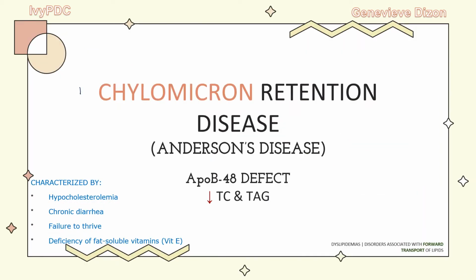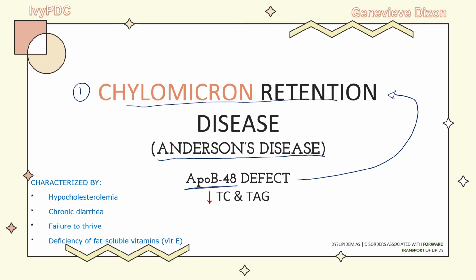The first dyslipidemia is the chylomicron retention disease, also known as Anderson's disease. In this condition, ApoB-48 is mainly affected, which is the main lipoprotein found in chylomicrons, hence the name chylomicron retention disease. This condition is also mainly found in childhood or in children, which presents fat malabsorption. With fat malabsorption, that means that there is a decrease in total cholesterol and triglyceride in the blood.